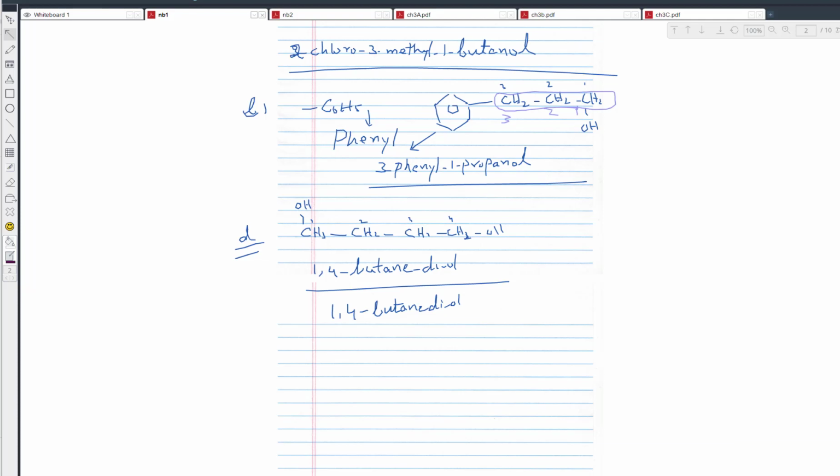Okay, now let's go to the E part. What do you think about this E part? Think by yourself. It's not a phenol. The main chain would be the cyclopentane, wouldn't it? Very good. That's right.